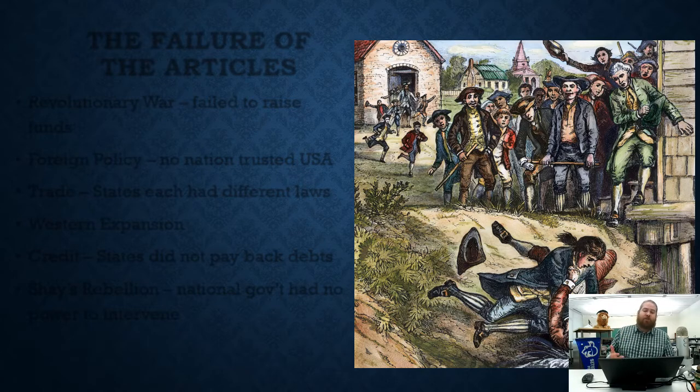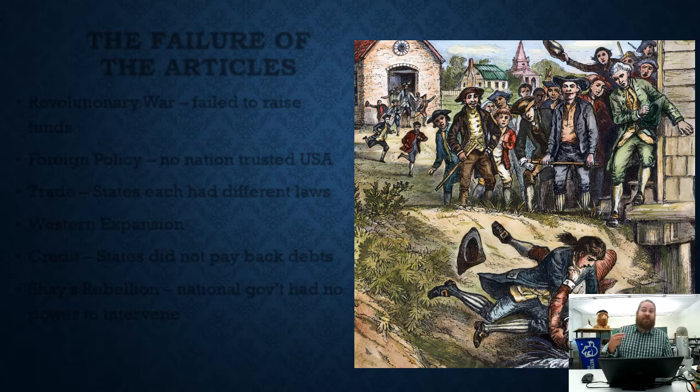This also spilled over into foreign policy. The 13 original states would each make different treaty agreements, or they would just simply refuse to follow the treaties that the United States had signed. The best example of this was a treaty they signed with Great Britain. States had to pay back debts, and they just refused to. And so that was a really, really big problem.